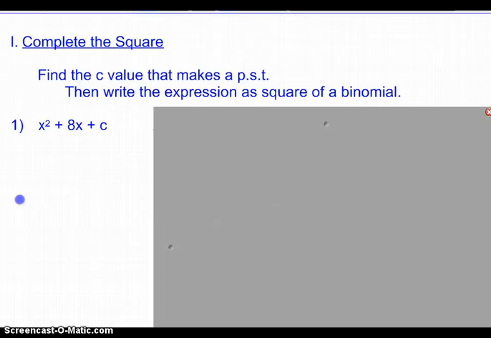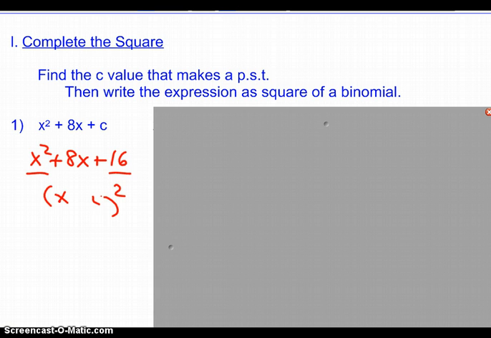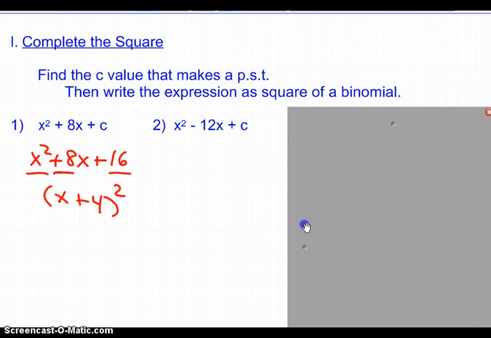Summer. Good. So half of 8 is 4, and 4 squared is 16. So c is 16. And so now, as the square of a binomial, what do we have? Summer, the square root of x squared? x plus 4. Good. And the square root of 16 is 4, and the sign is positive, so there you go. Okay, good. We're going to use this to solve some equations in a few minutes.